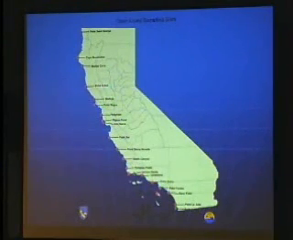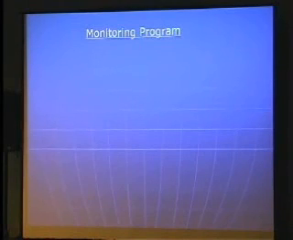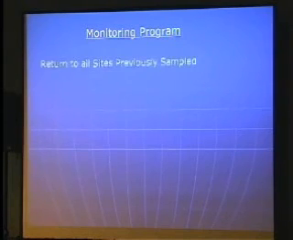Here's a quick look at our open coast sampling sites, and you can see that we have most of the coast pretty well covered. So once we had a baseline for the harbors, bays, and open coast, we began our monitoring program. And one question we wanted to answer with our long-term monitoring was, is the rate of new introductions increasing or not? And so the plan is to return to all the sites previously sampled.